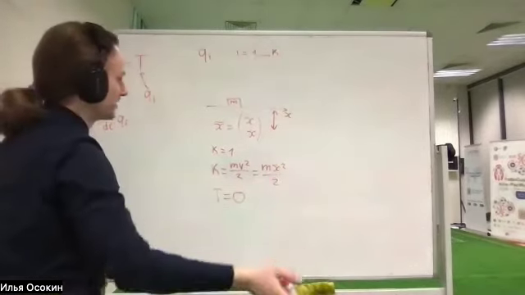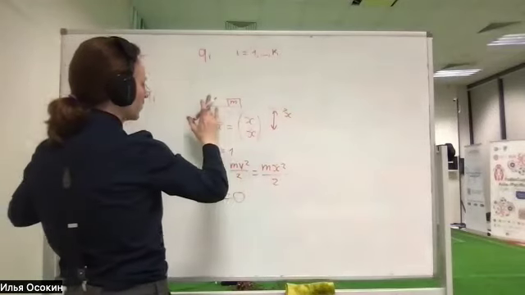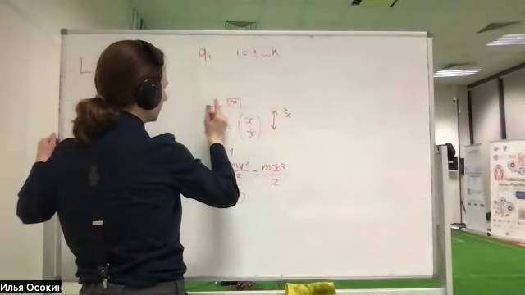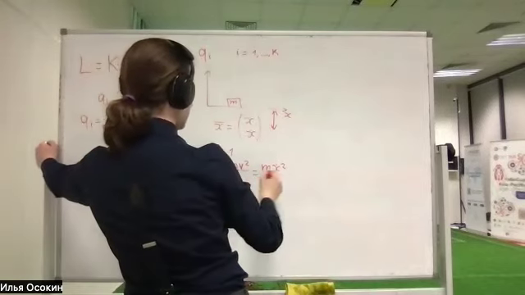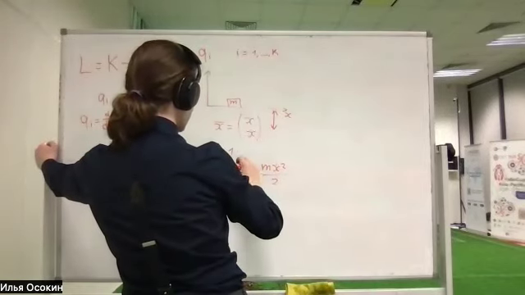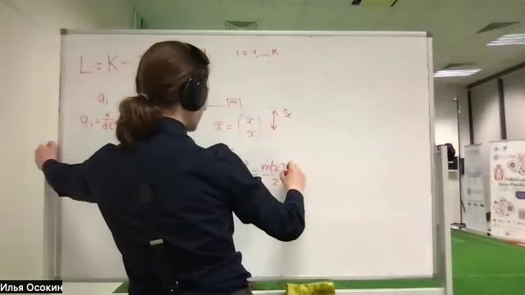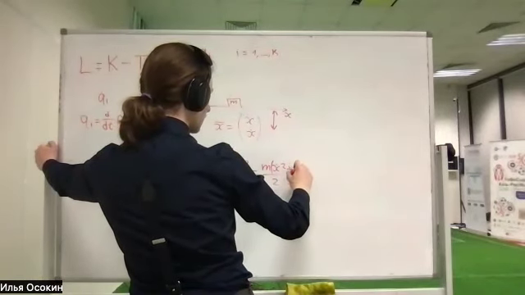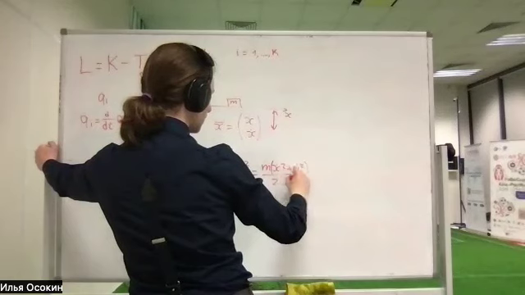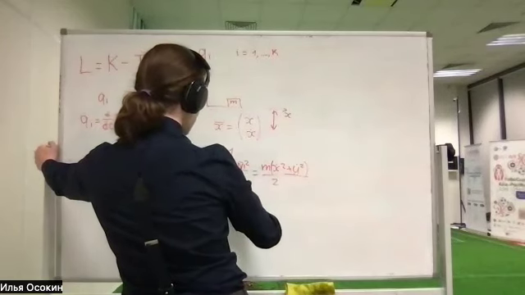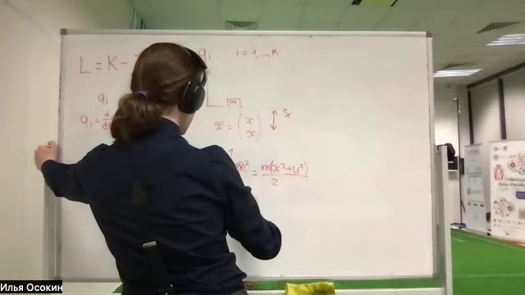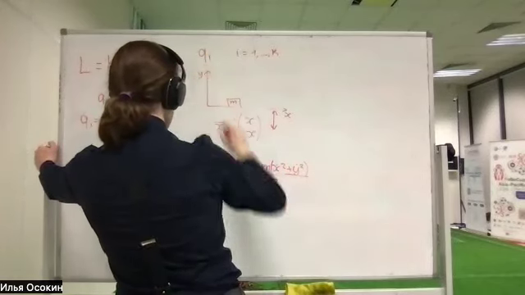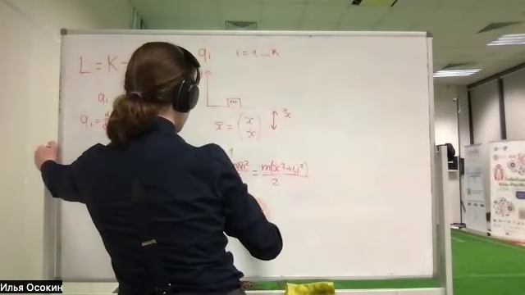So what could this mean really? If we had a two-dimensional particle, the kinetic energy would include x dot squared, and here it will be y dot squared, and the potential energy here will be m times g times y.